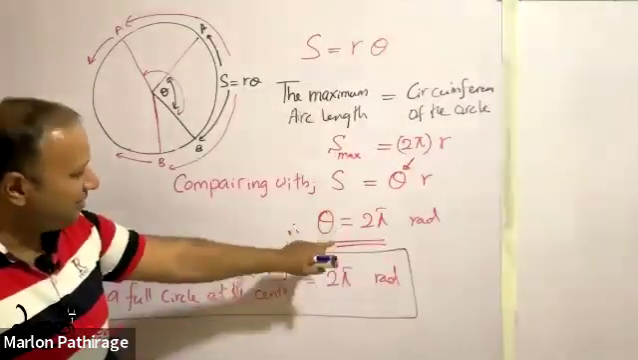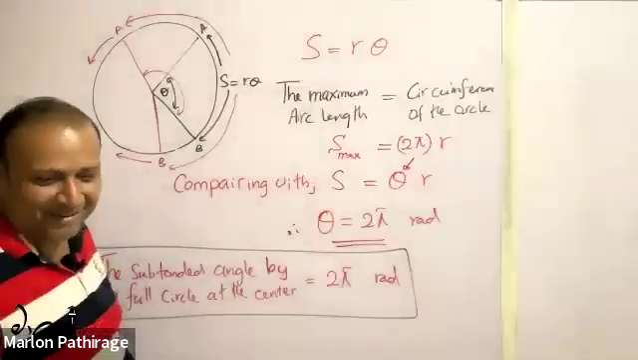Now it is very clear: 2π radian is equal to 360 degree.